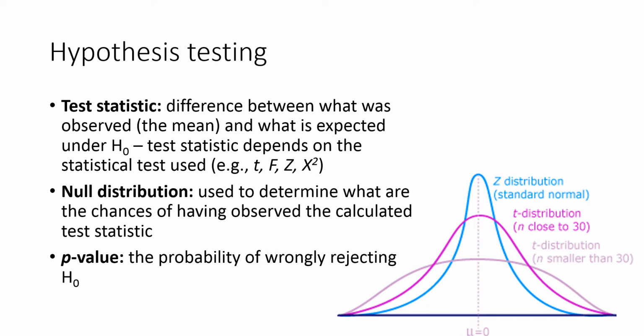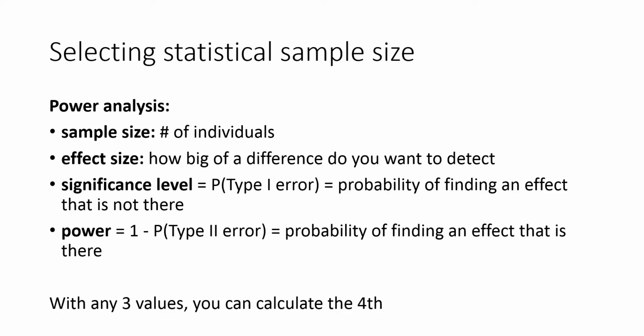And so your test statistic is looking at the difference between what's observed and what you expect under your null hypothesis. So really just what's in this center given your alpha cutoffs. Okay. So we already talked about the null distribution, and the p-value is the probability of wrongly rejecting your null hypothesis.